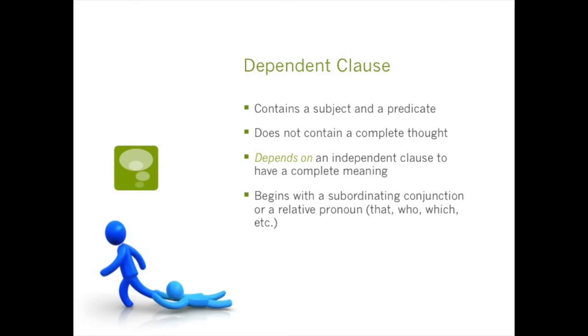Dependent clauses begin with something called a subordinating conjunction, or a relative pronoun. We won't be talking too much about relative pronouns this week. Some examples are that, who, and which. However, we will be dealing with subordinating conjunctions.